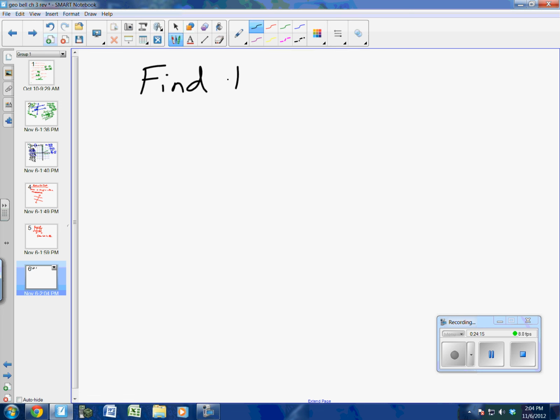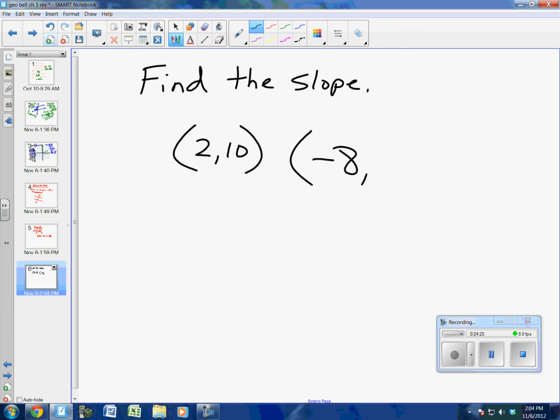Find the slope. Given 2 points, (2, 10) and (-8, -3). Find the slope.